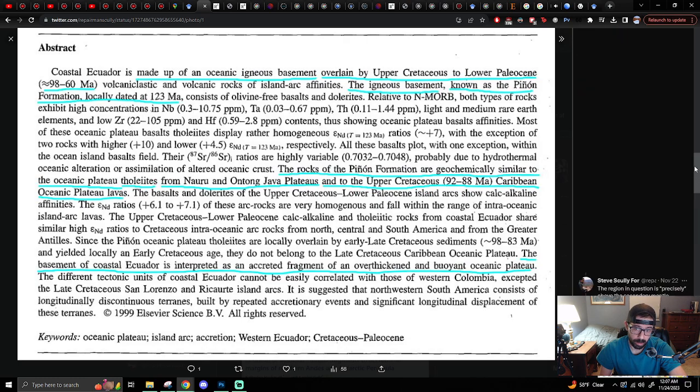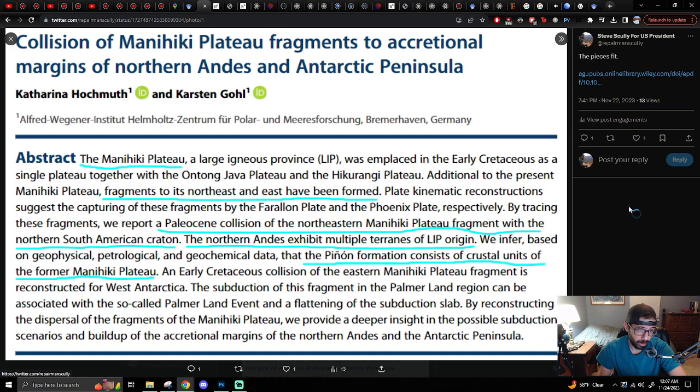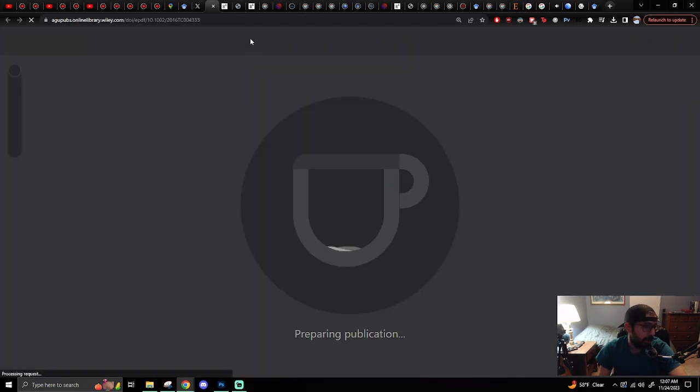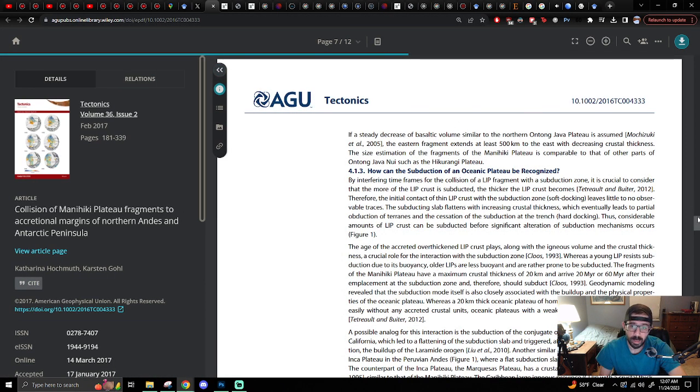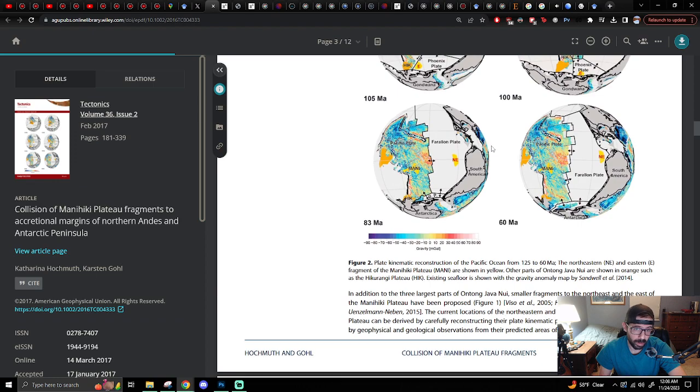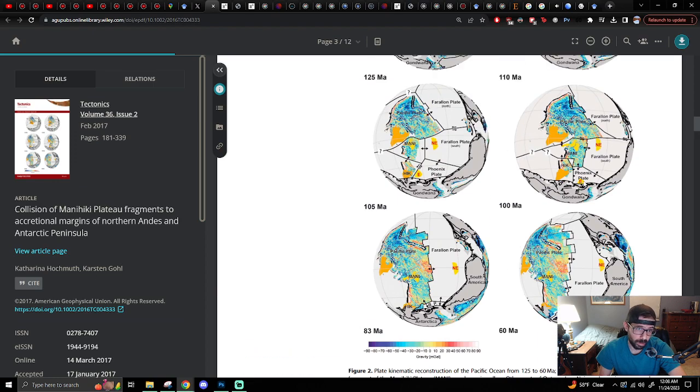So that got my attention very quickly, this one paper, and then as you can see I just kept looking. So then the next one, which is from Hochmuth and Gohl, says collision of the Manihiki Plateau fragments to accretional margins of northern Andes and Antarctic Peninsula. So this is also on the Antarctic Peninsula, which I haven't really looked into. So a piece of this, which if we click this, which I'll link this Twitter thread, a piece of this is considered to be, and this portion east.